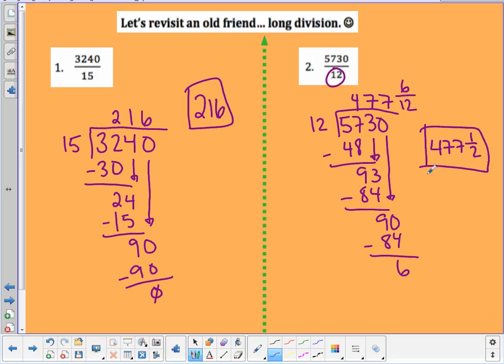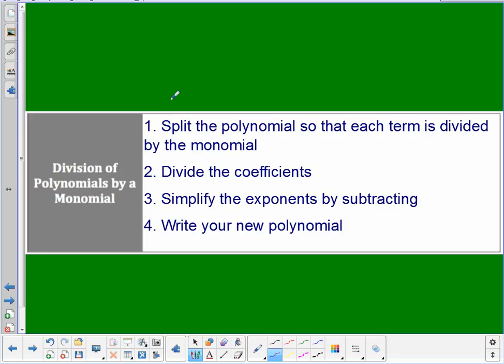So we're going to need that review of long division when we work tomorrow on some more dividing of rational expressions. That was just us kind of revisiting something we probably haven't done in a very long time. Now let's go back to our monomials.